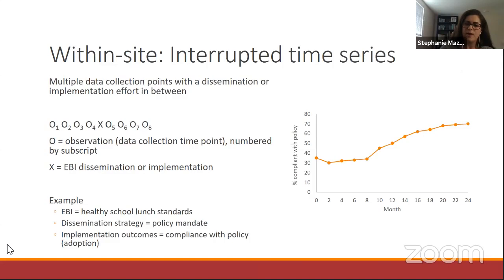So there was a policy mandate, and we were looking at the implementation outcome of the adoption or compliance with this policy. And so we would, as you see in the graph on the right, measure compliance at multiple time points and overlay that with when the policy mandate was enacted, so we can look at what happened before and after the policy went into effect. And so what we're able to do here is evaluate natural experiments and things that are already happening within D&I research and understand how and why things are changing.